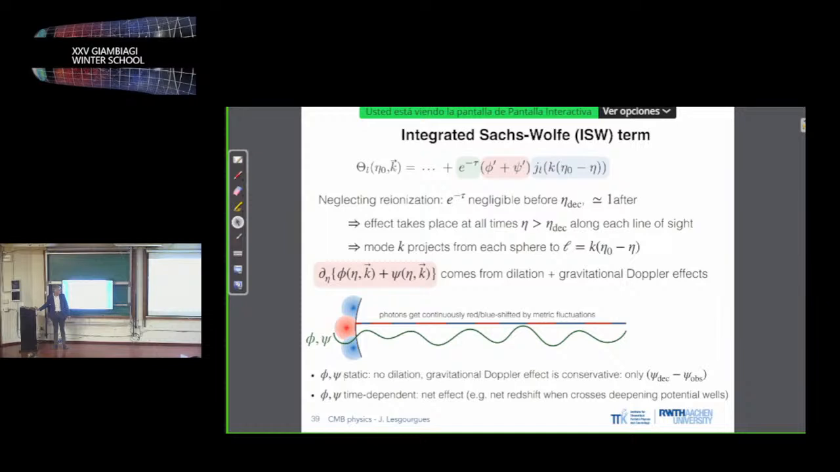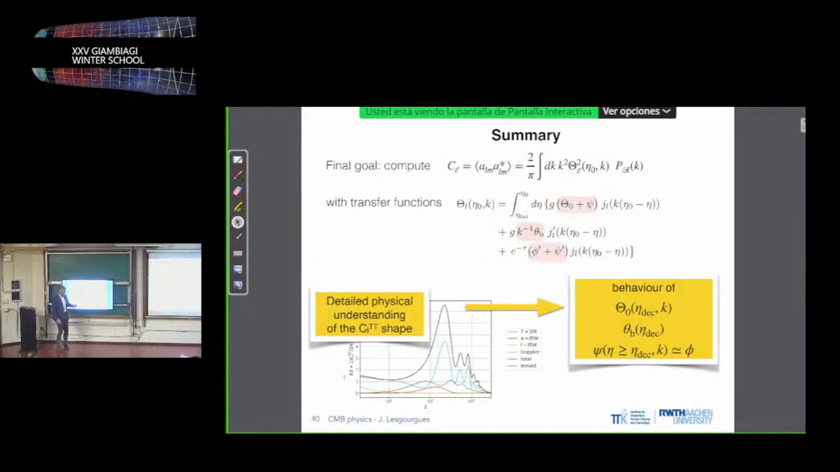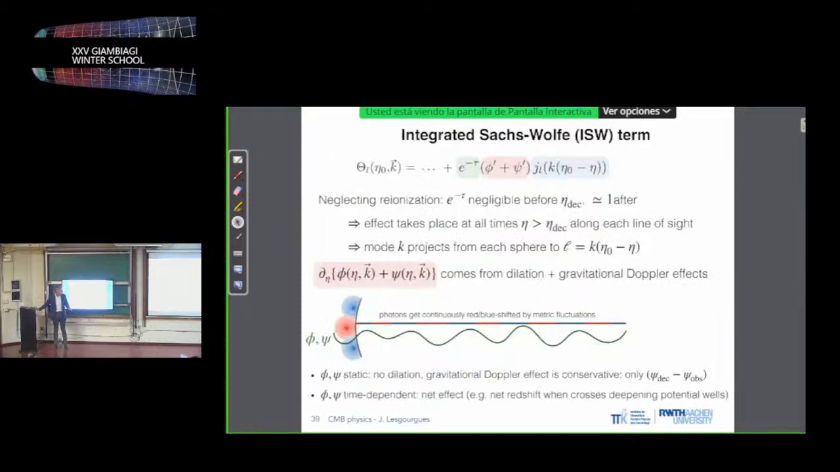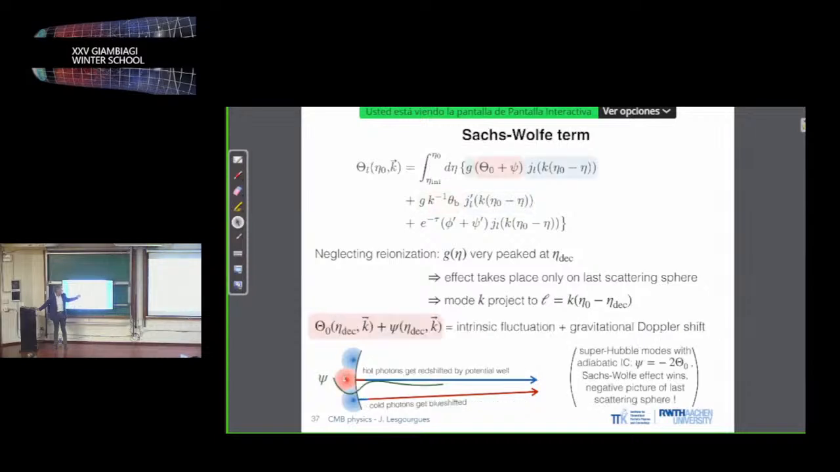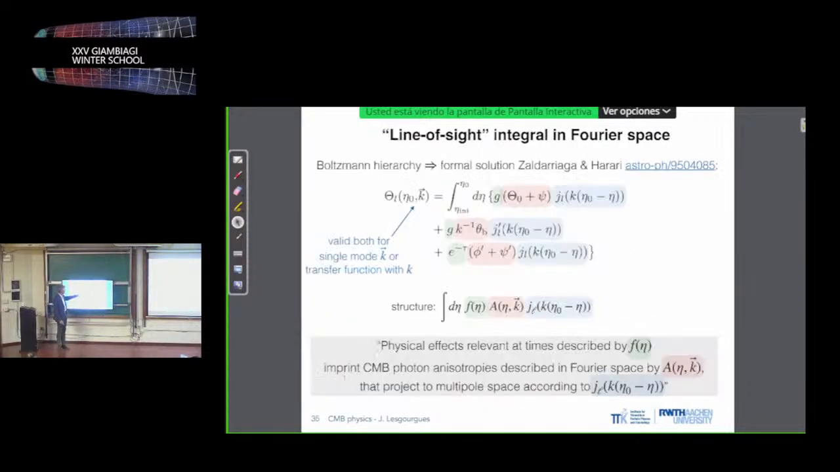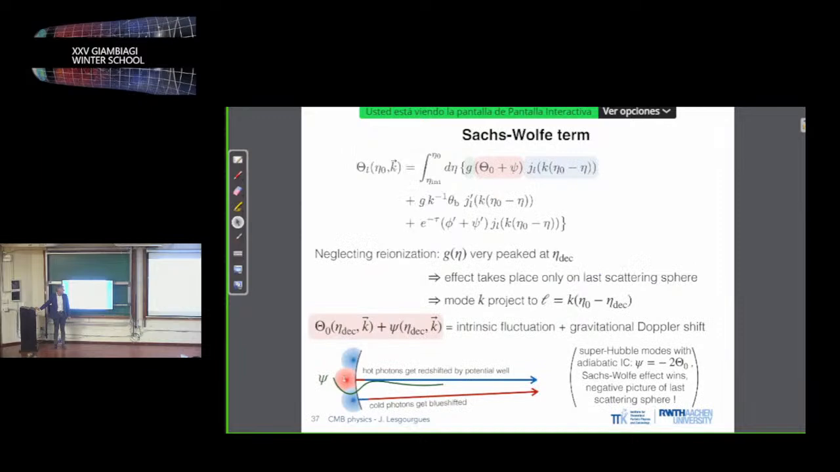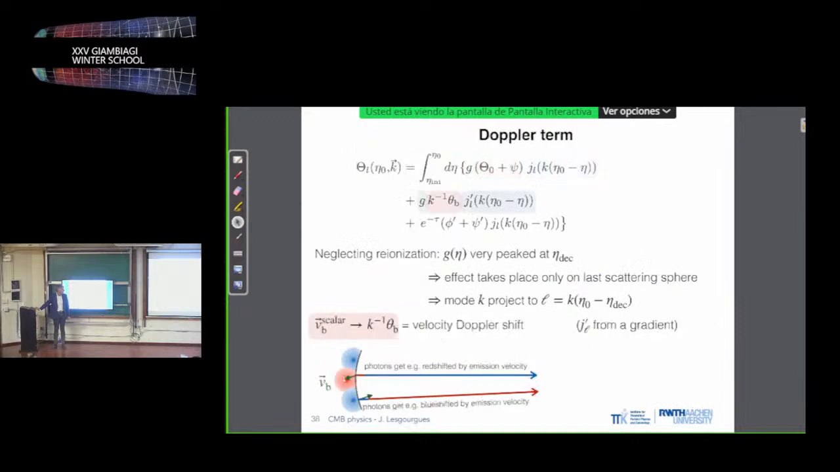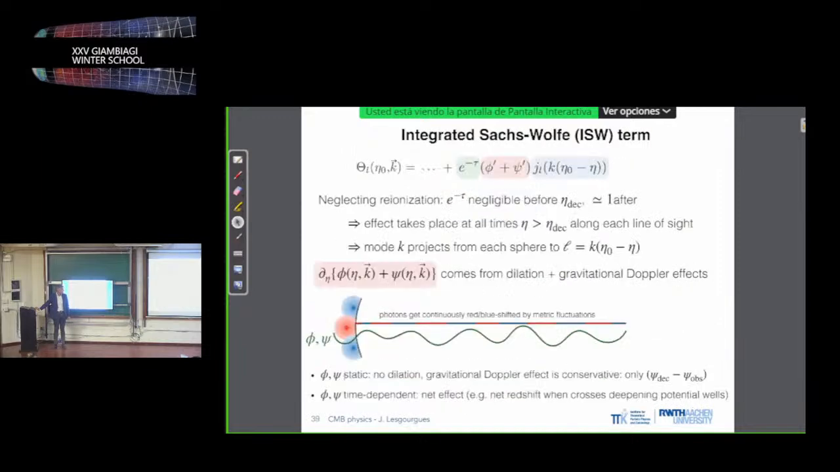So let me go back to the full formula here. In our full integral, we have an integral over time from decoupling until now of phi plus psi prime, and it really captures the integrated effect from decoupling until today. So these are the three big effects that contribute to CMB anisotropies. Yes?